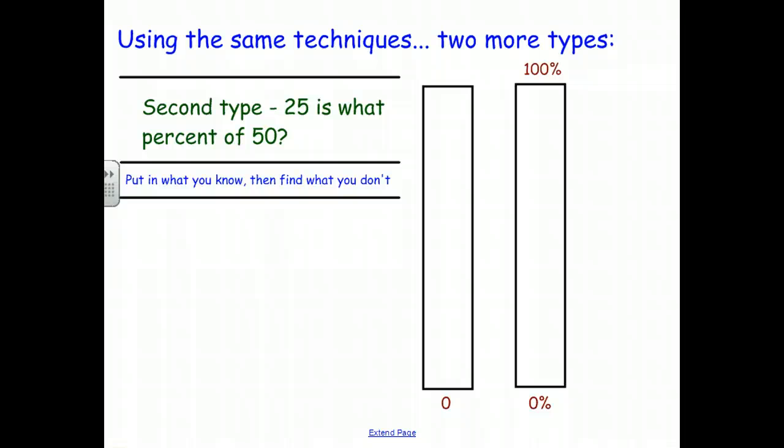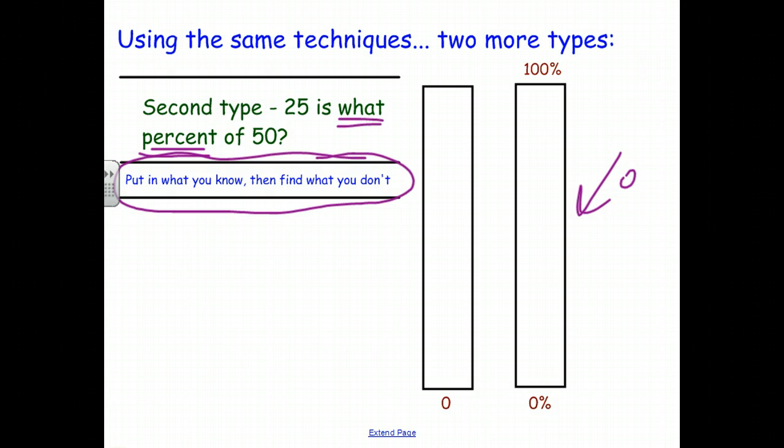25 is what percent of 50? Well, first we have to identify in any of these what we know and what we don't. What do we know? 25 and 50 are our two numbers, and what we're looking at is a what percent. So we don't know what percent that is. So over here, our percentage is going to be our unknown, but we can't fill in a percentage on the right-hand bar because we don't know what percent it is.